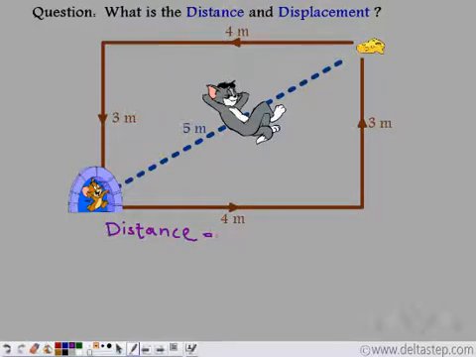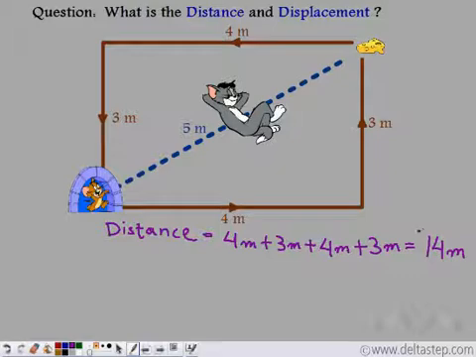First he travels 4 meters. Then he goes 3 meters. Then again 4 meters, and again 3 meters. So the total length of the path taken is 4 plus 3, 7, plus 4, 11, plus 3, 14 meters. So this is the distance traveled by Jerry.